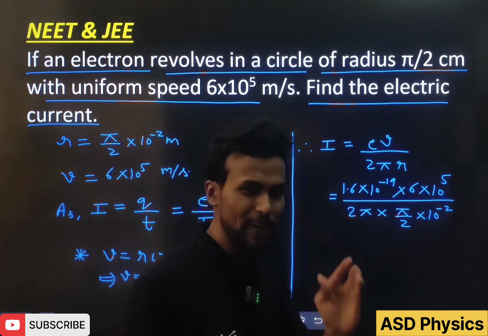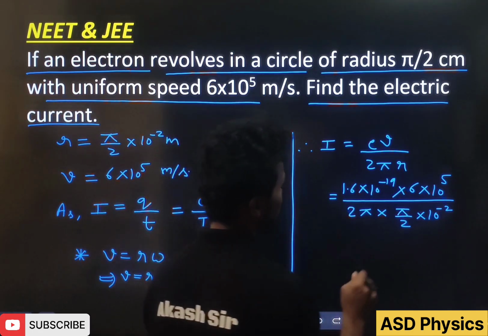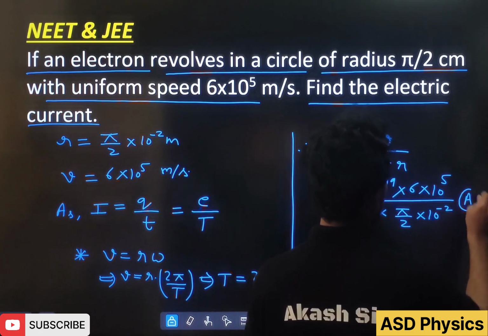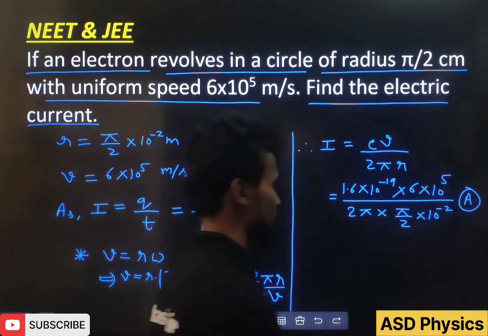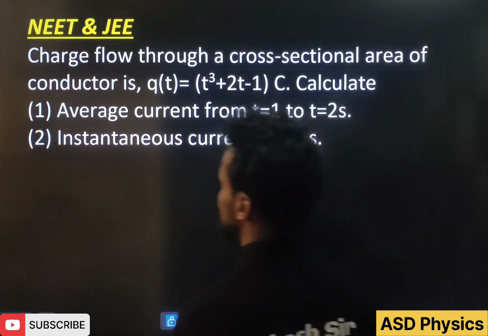When pi square is coming, pi square you can take approximately 10. So when you will simplify this here, this answer will come here in ampere. You have to just simplify. And remember that here students, this pi square you can take directly 10 also. No problem, approximately. Okay, great.